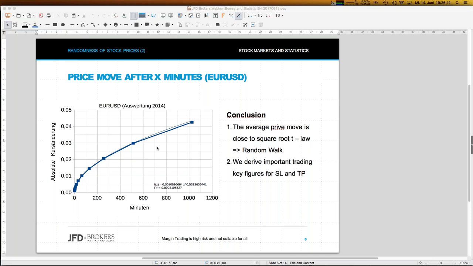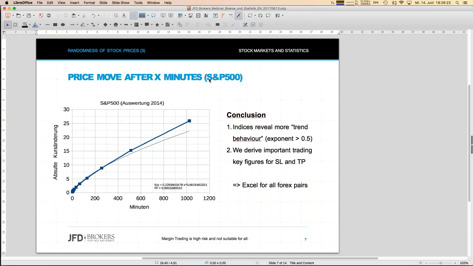So what we see here is one example of square root behavior, which can be seen by that straight line. But now let's do a different analysis. Let's do the same analysis, but now for the S&P 500, so for the real stock markets. In this case it's an index, but anyhow. In principle, we see similar behavior, but if we try to figure out the exponent here, we will find a higher exponent, going more towards one. One would mean linear behavior, and that is already a very good hint that indices are much more trend-like. They show more trend behavior than forex pairs.